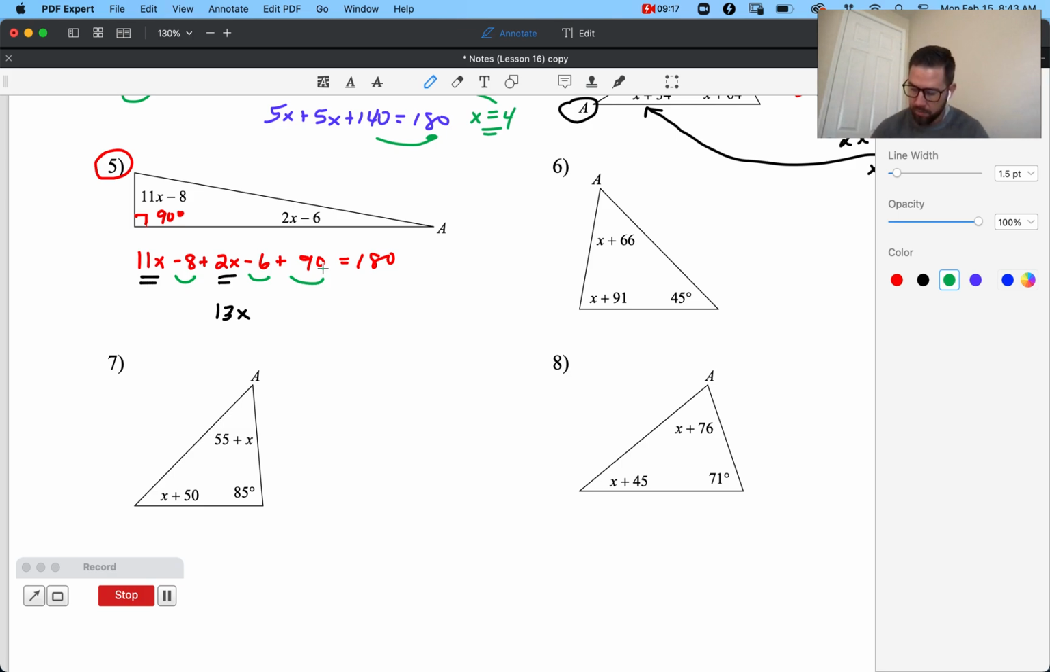Negative 8 plus negative 6 plus 90 equals 76. Oh wait, that's going to be plus 76. Plus 76 equals 180. And we got to subtract that over. So 180 minus 76 is 104. There we go. 13x equals 104. Divide by 13.